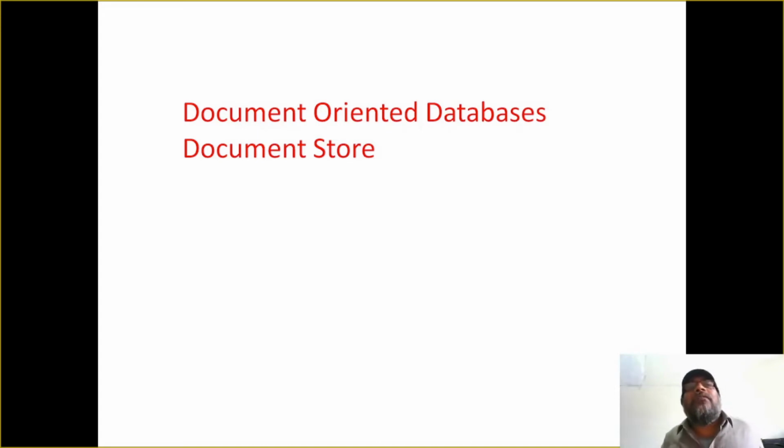In the previous class, we discussed the key value data store. In earlier classes, we discussed NoSQL databases and the four kinds of NoSQL databases. Out of the four, we discussed key value store. The next category of NoSQL database is document oriented databases, or document store. Any one word we can use. As the name indicates, it is referring to document.